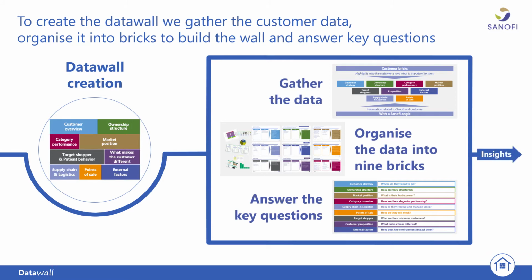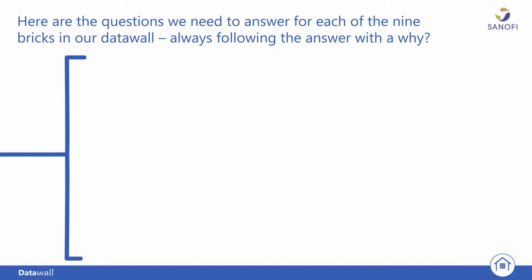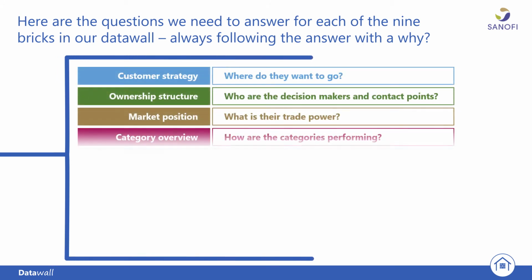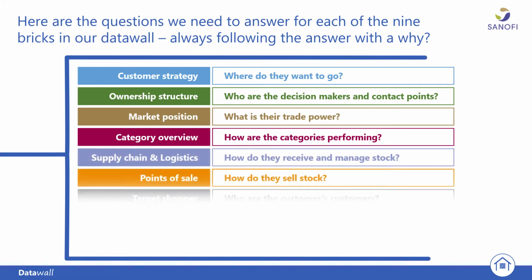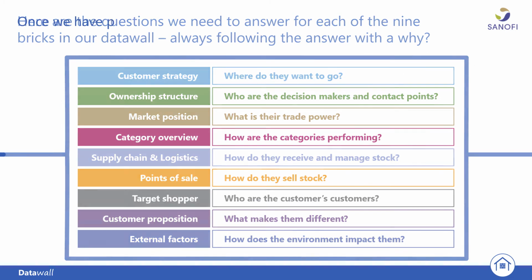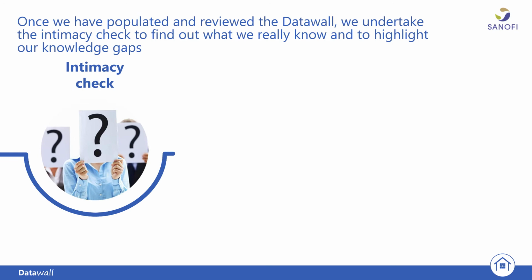Here are the questions we need to answer for each of the 9 bricks in our data wall, covering the full breadth of customer information, from strategy, structure and performance, right down through to external, environmental factors. To unpack how deeply we understand the brick, we keep asking why until we're comfortable with what we know.